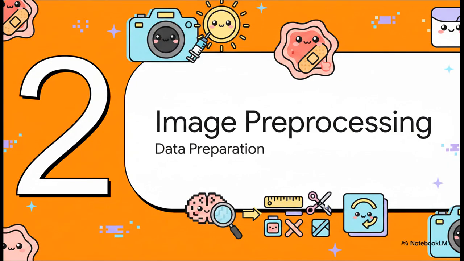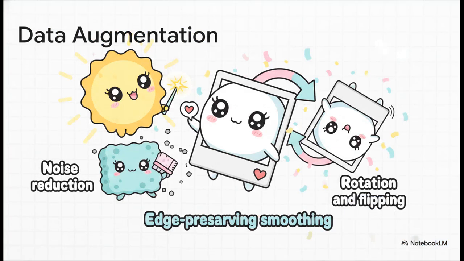Moving right along to Section 2, Image Preparation and Augmentation. Now, any data scientist will tell you that a model is really only as good as the data it ingests, right? And in clinical environments, you absolutely cannot control the lighting or the camera quality. To handle this messiness, the pipeline starts with brightness normalization and noise reduction. But crucially, it uses edge-preserving smoothing. This is a neat trick. It removes the noise while keeping the sharp, defining boundaries of the wound perfectly intact.